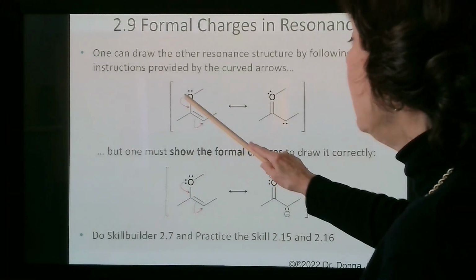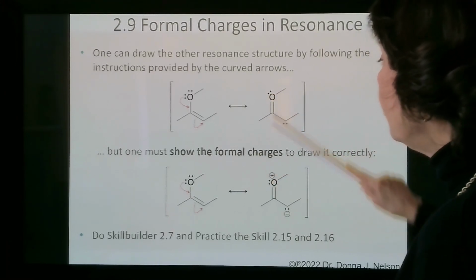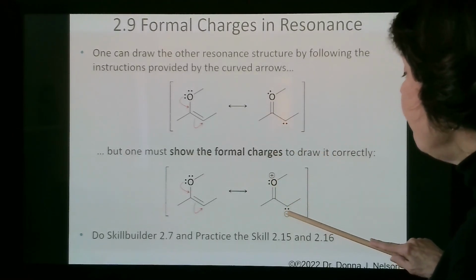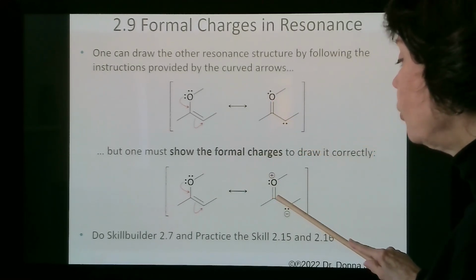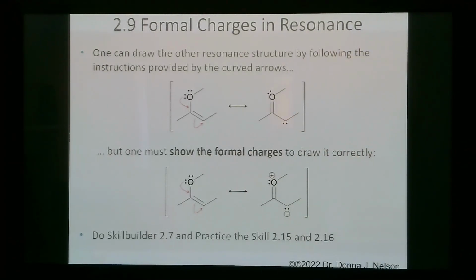You can draw this, this is what you would draw, but the formal charges are missing. So this oxygen will have a formal charge of +1. This carbon will have a formal charge of -1. So this structure is not correct. This structure is correct. A structure that is missing the formal charges is not correct. So that takes care of resonance. And now in the next lecture, we will go on with chapter 2 and finish the chapter at that time.